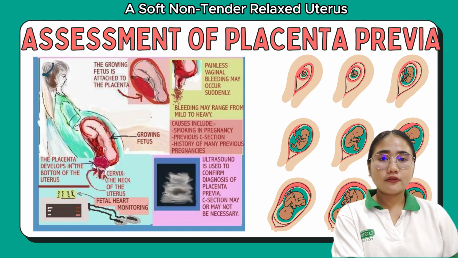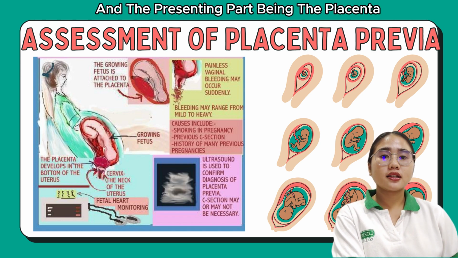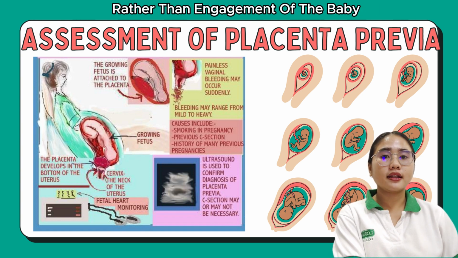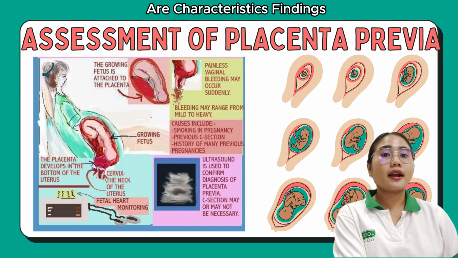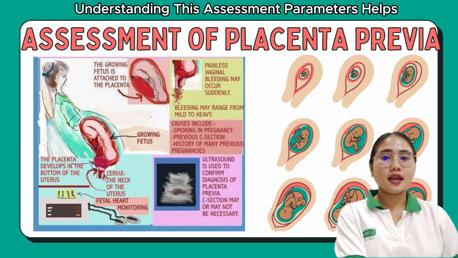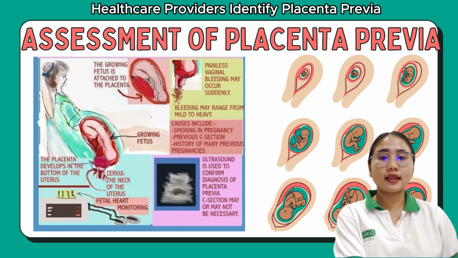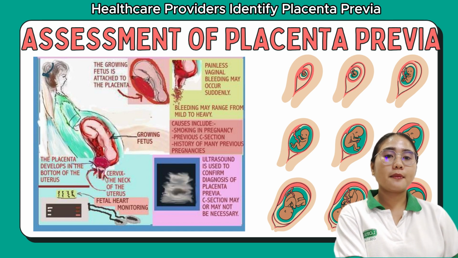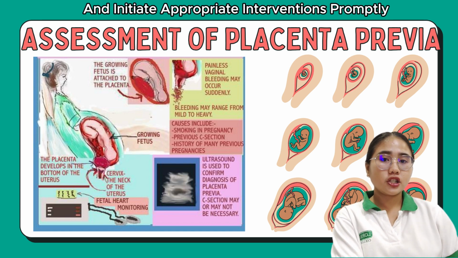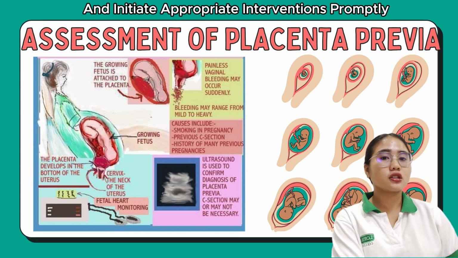Additionally, a soft, non-tender, relaxed uterus and the presenting part being the placenta rather than engagement of the baby are characteristic findings. Understanding these assessment parameters helps healthcare providers identify placenta previa and initiate appropriate interventions promptly.